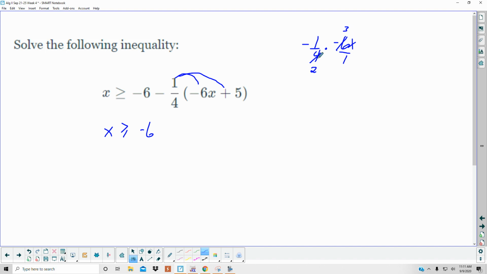Okay, the 2 cancels out instead of 4. 2 goes into 4 twice, and 2 goes into 6 3 times. So you're left with -1/2 times 3x over 1. And you just multiply straight across. So that's minus 3x over 2.